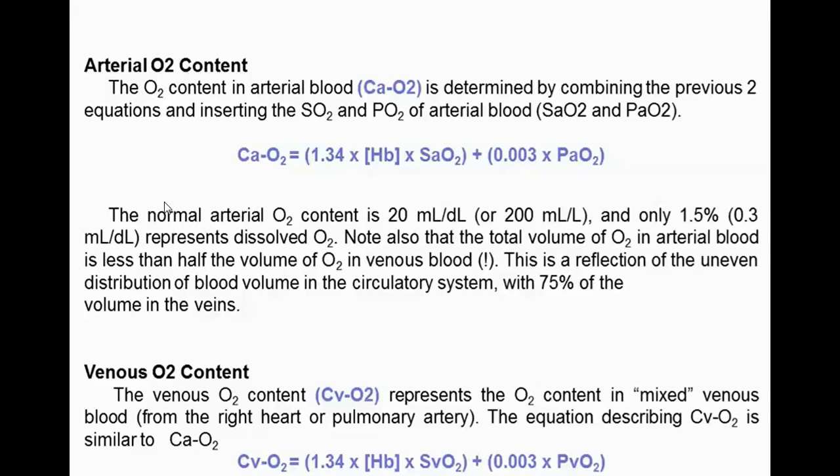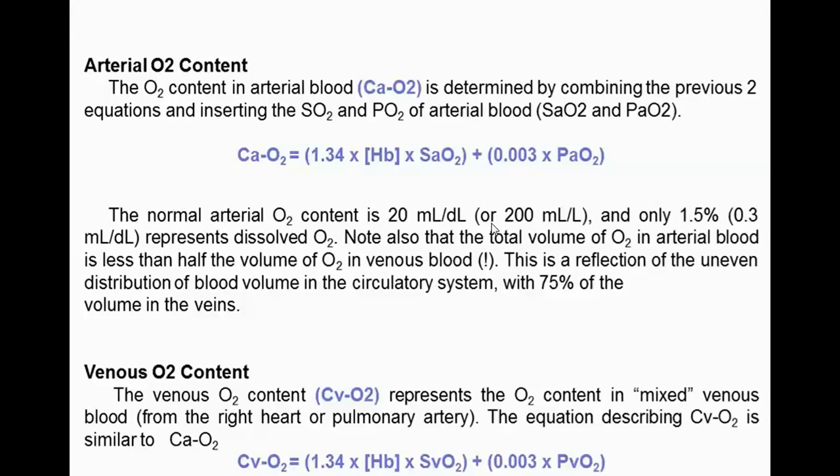The normal arterial oxygen content is about 20 milliliters per deciliter, so per liter it will be 200. How much of this 20 or 200 is dissolved and how much is bound? As I said before, 1.5% is dissolved and the majority, 98.5%, is bound to hemoglobin.